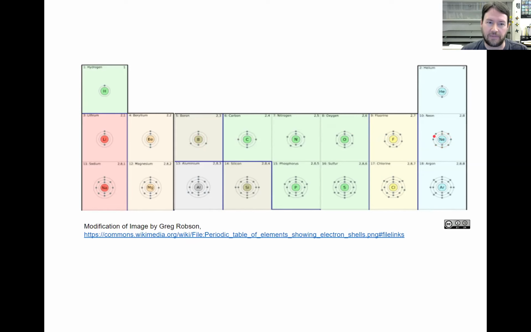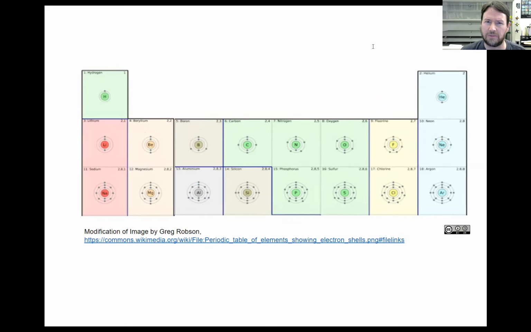So remember how we said that all the elements in this last column, the right-hand column of the periodic table, they're lazy, right? Because they don't react, they don't do anything. Well, the reason is because they have a full outer shell. And we call this the octet.